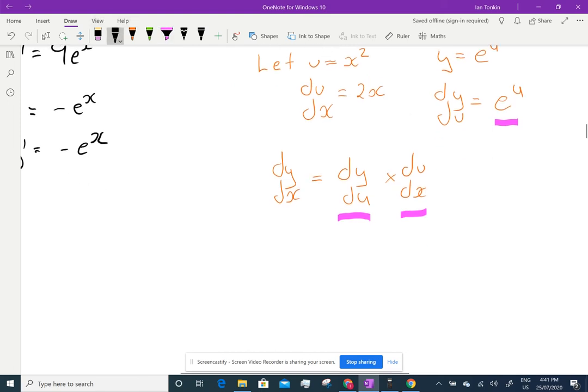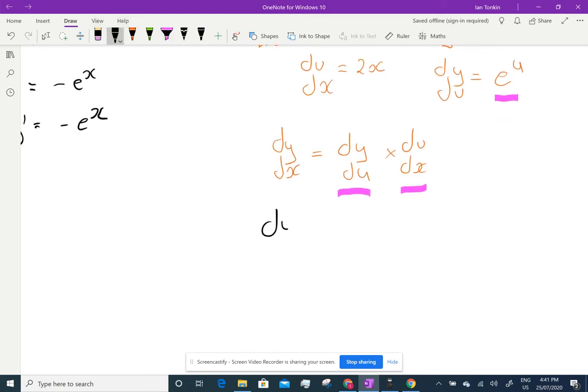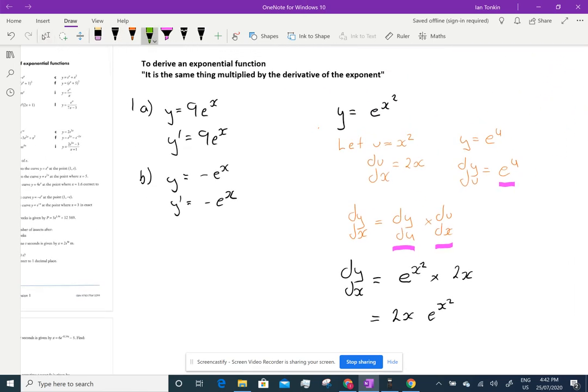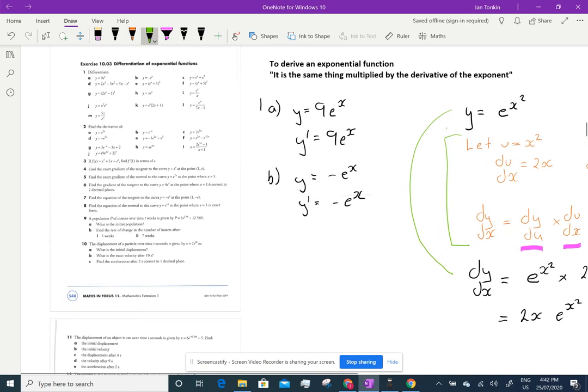So what do we get? dy dx equals e to the x squared, because remember u is x squared, multiplied by 2x. And we tend to write the 2x out the front. So 2x e to the x squared. Now, you don't have to show this every single time. You can just go straight from here to here, which is what I would expect you to do.